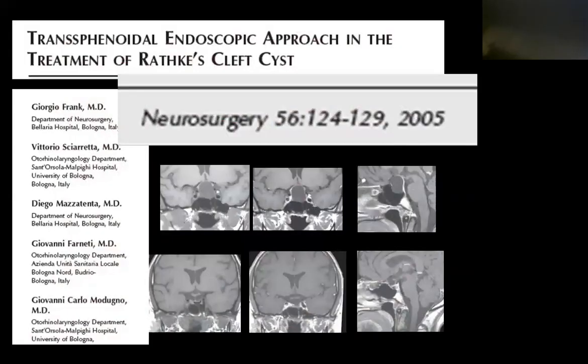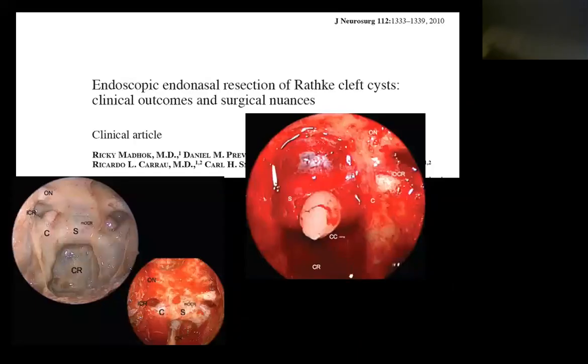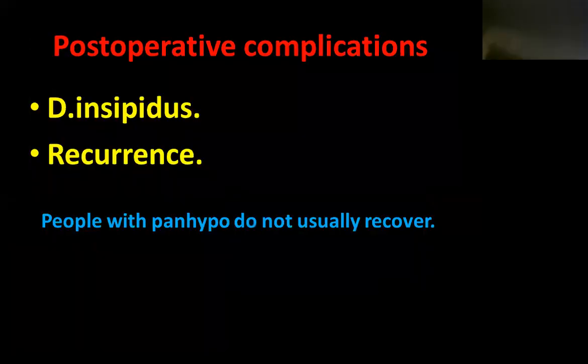So these are the cases of transsphenoidal approaches. Transsphenoidal endoscopic approach in treatment of Rathke's cleft cyst by Giorgio Frank from Italy. You can see before and after. So this is one of their cases, endoscope through the sphenoid sinus, and they can see the stalk and they can see the cyst. This is the basal membranes. Another paper, again by group Ricardo Caruco from France, on the endonasal approach.